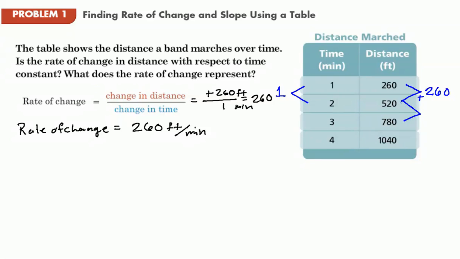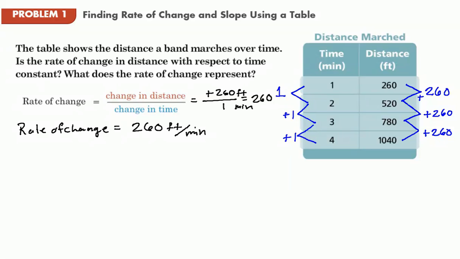I go between 520 and 780, and the change is 260. So our rate of change is still 260. Between 2 and 3, it becomes another plus 1. From 780 to 1040, it's 260. And between 3 and 4, it is 1. So again, if you notice, our change is plus 260, plus 260, plus 260, plus 1, plus 1, plus 1. Okay? So the first question says, is the rate of change in distance with respect to time constant?